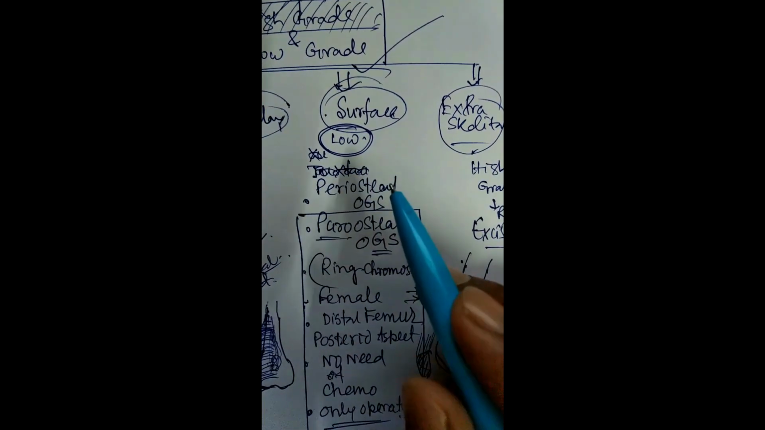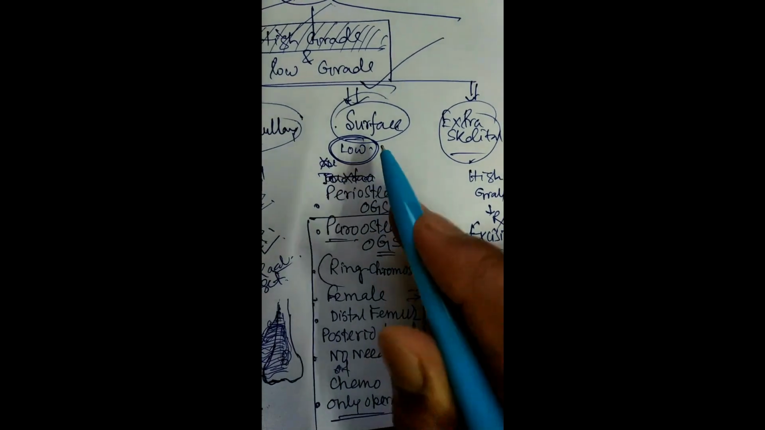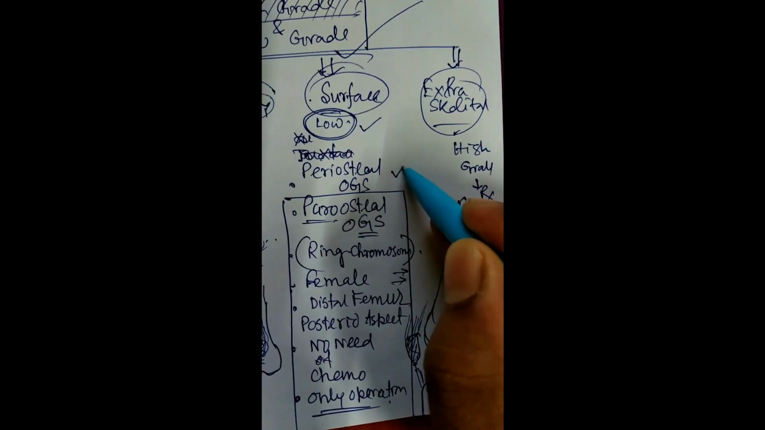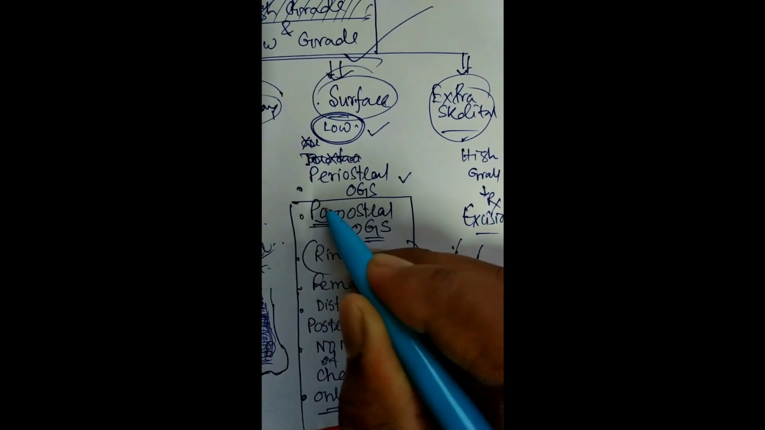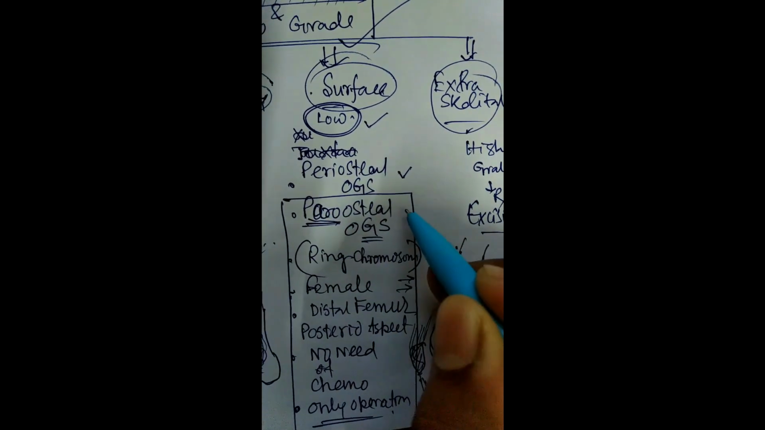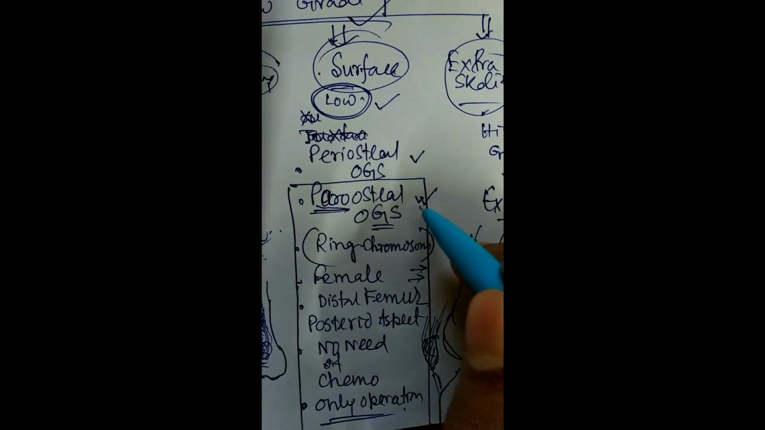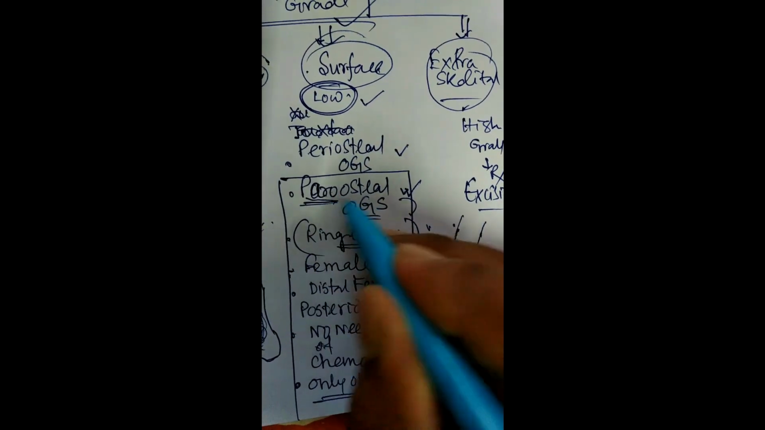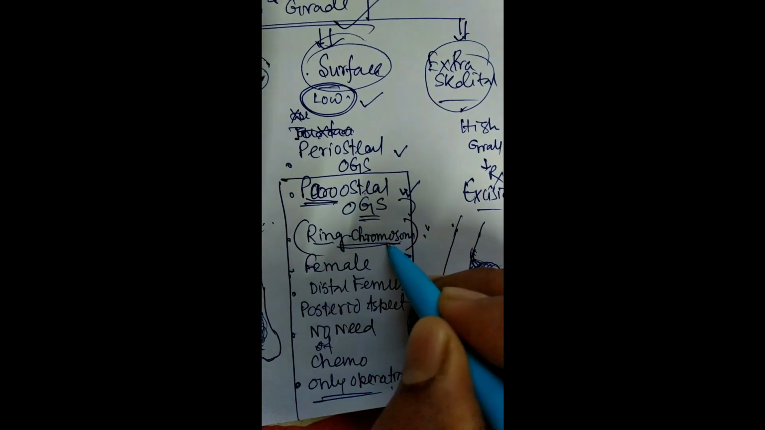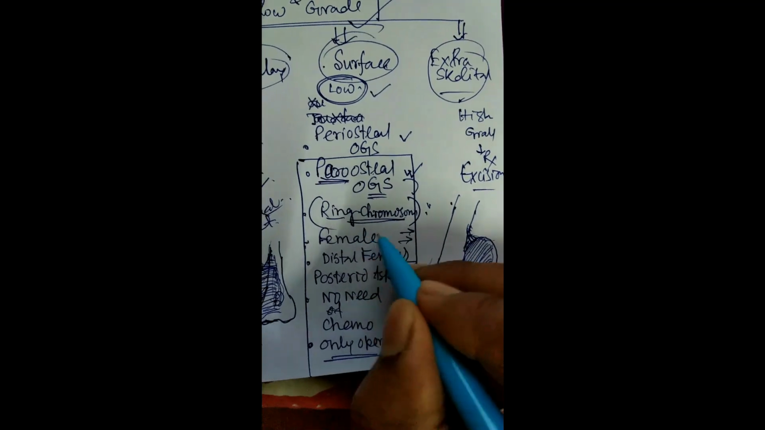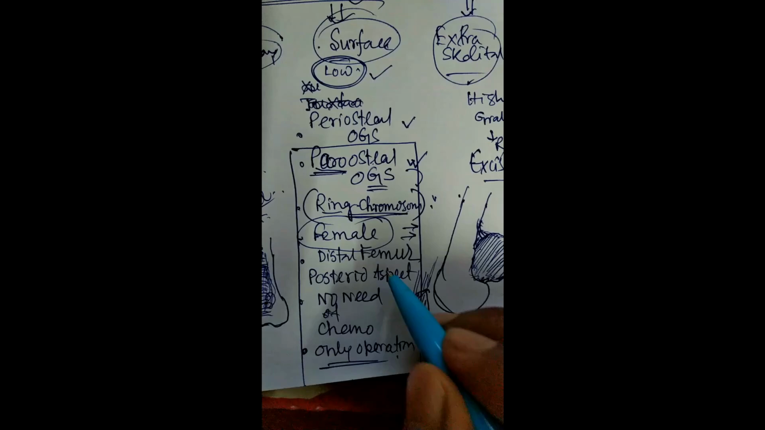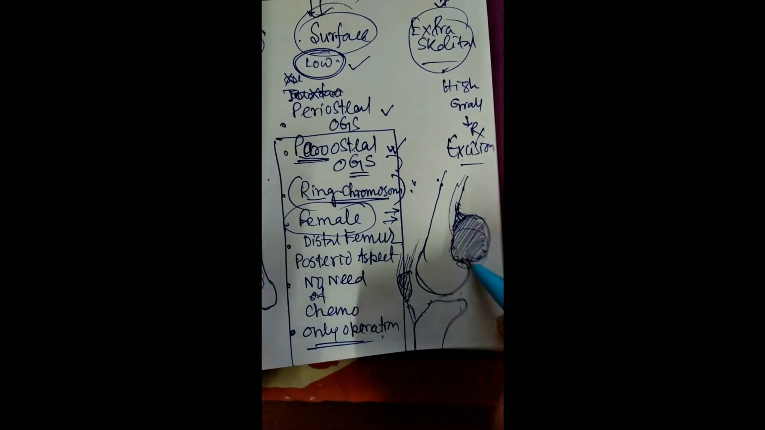Now, in case of surface osteosarcoma, this is actually low grade. There are two varieties: one is periosteal osteosarcoma, one is parosteal osteosarcoma. We have to remember this parosteal osteogenic sarcoma. It is associated with ring chromosome. This is an MCQ. Parosteal osteosarcoma is associated with ring chromosome. Most commonly it is found in females, in the distal femur, posterior aspect.